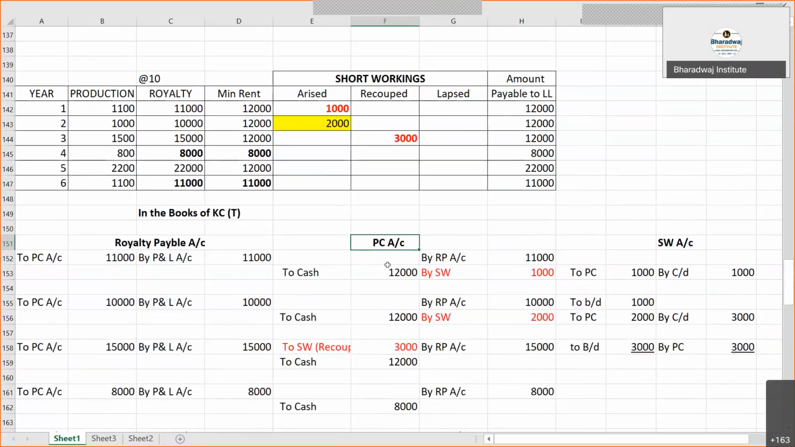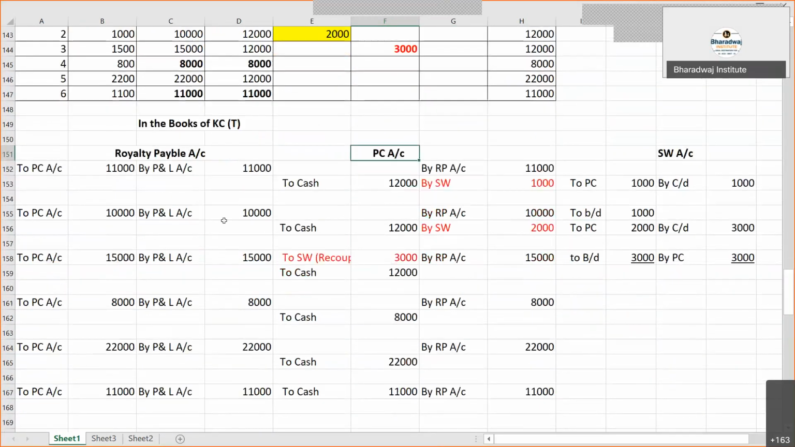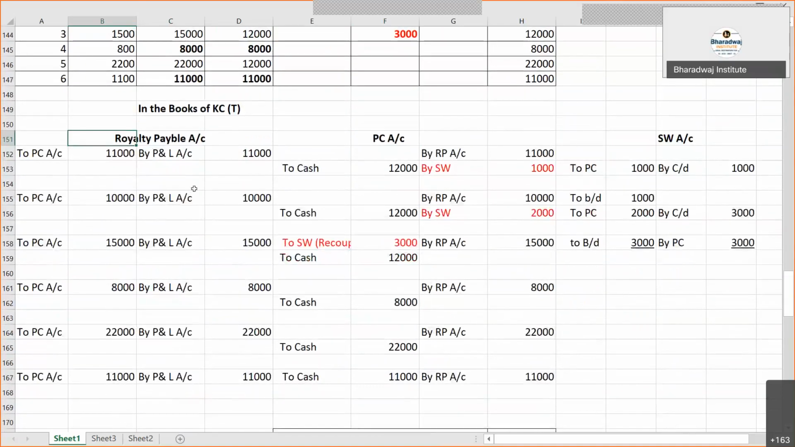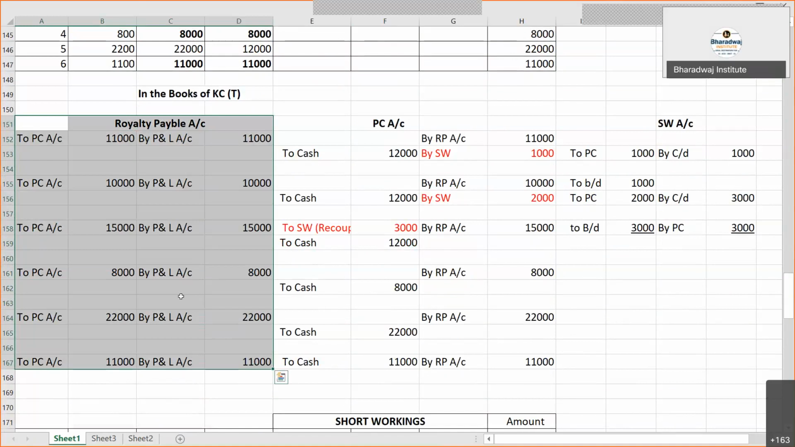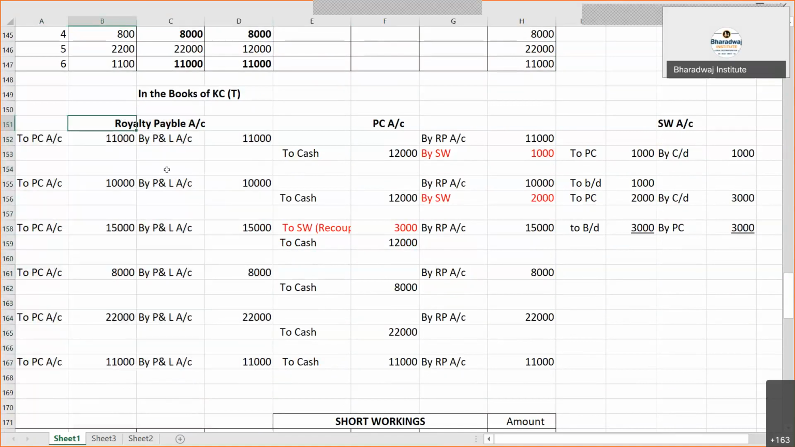See, this is in the books of tenant. In the books of landlord, this will become a mirror image. Instead of royalty payable, it is going to be royalty receivable. Instead of by tenant account, you will put it the other way. It's just going to change. That's it.